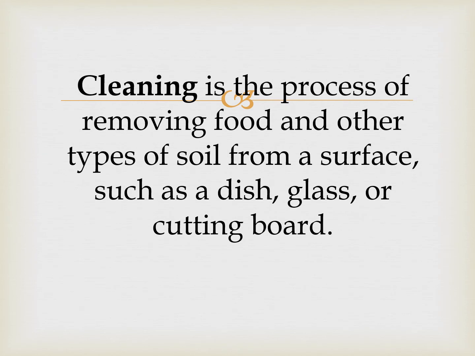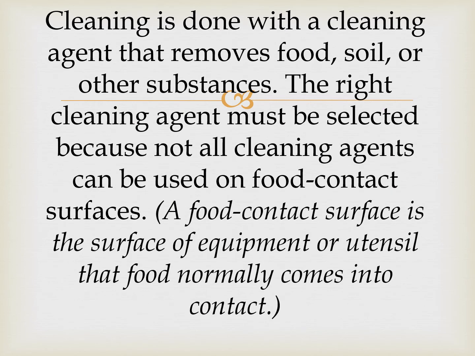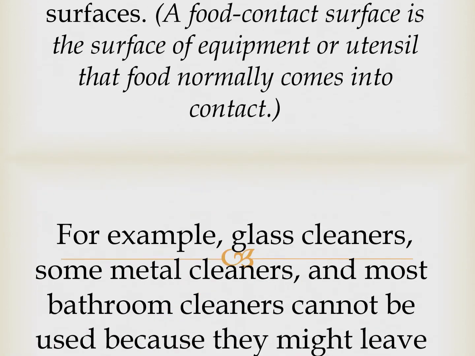Cleaning is the process of removing food and other types of soil from a surface such as a dish, glass, or cutting board. Cleaning is done with a cleaning agent that removes food, soil, or other substances. The right cleaning agent must be selected because not all cleaning agents can be used on food contact surfaces. A food contact surface is the surface of equipment or utensil that food normally comes into contact with.